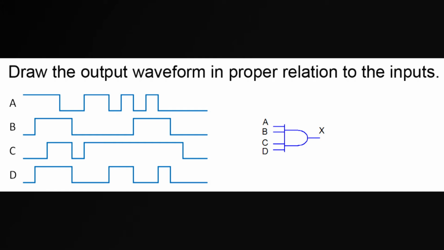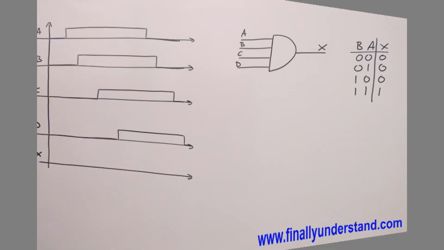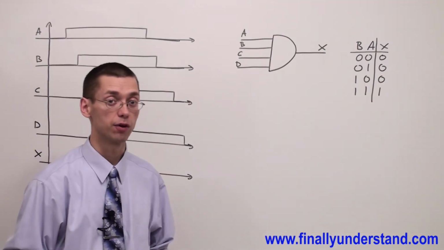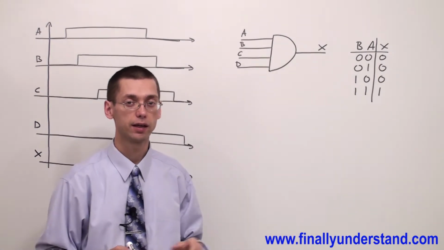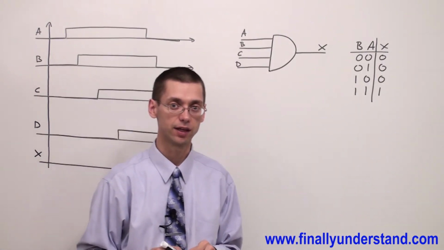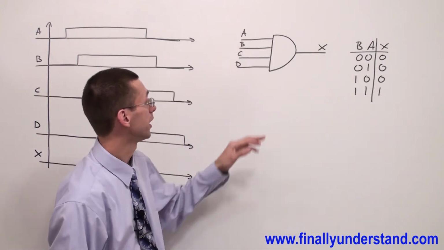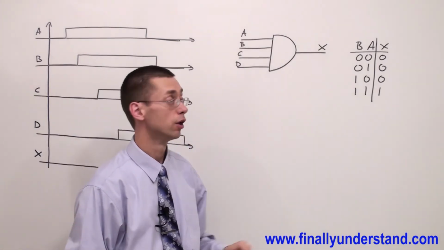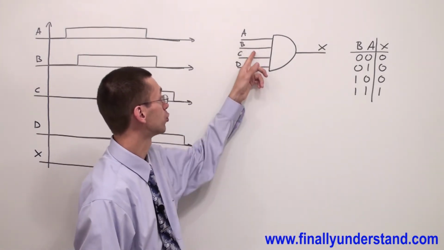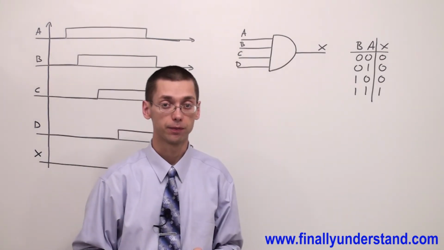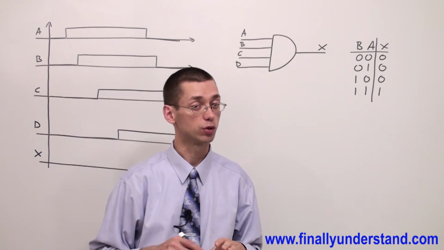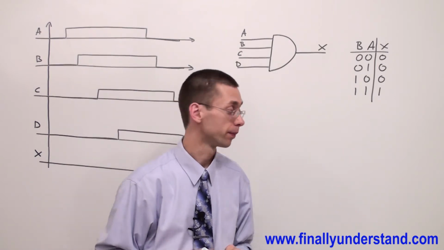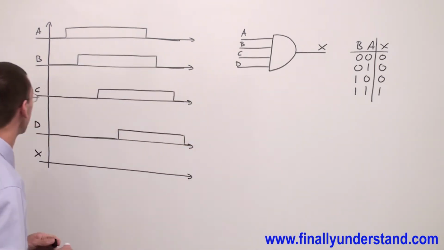Determine the output waveform in proper relation to the inputs. This time we have a 4-input AND gate, but again, the concept is exactly the same. In order to obtain high at the output, all inputs are supposed to receive high. If at least one of them is getting 0, the output automatically is 0. So let's take a look at this timing diagram.